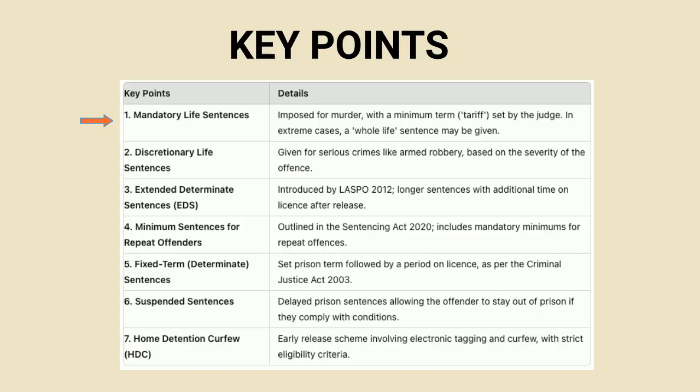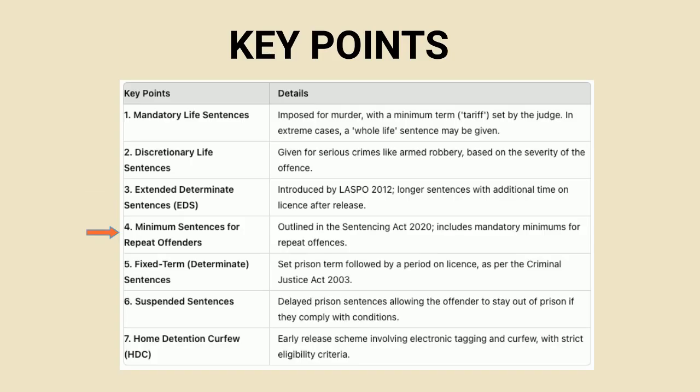Number 2. Discretionary life sentences. These can be given for serious crimes like armed robbery. The judge has the discretion to decide based on how severe the crime is and how dangerous the offender is to the public. Number 3. Extended Determinate Sentences, EDS, introduced by the LASPO Act 2012. These are longer sentences that include additional time on license after the offender is released. This extra time is meant to protect the public.